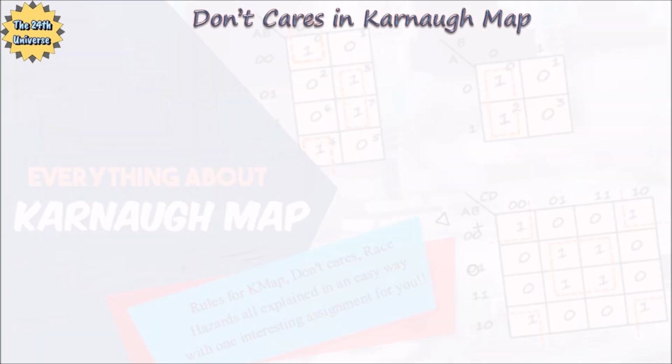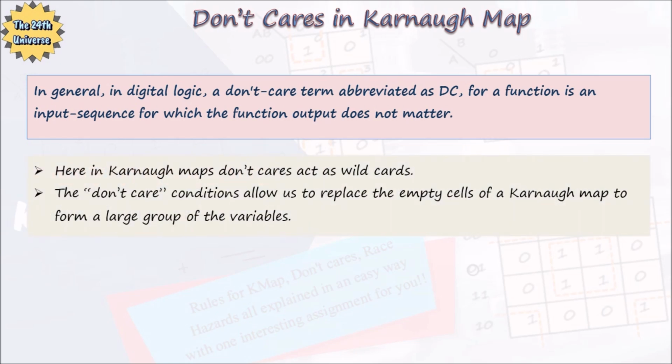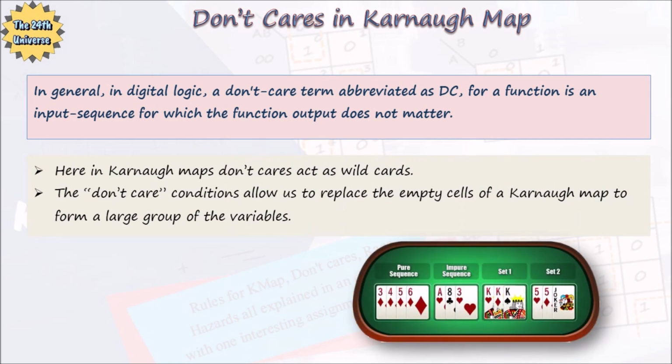What are don't care conditions in a Karnaugh map? In digital logic, a don't care term, abbreviated as DC, for a function is an input sequence, that is a series of bits, for which the function output does not matter. Here in Karnaugh maps, don't cares act as wildcards. It is similar to a joker card used in a rummy game. Just as a joker card can be used to complete sets if a player is missing a card, in the same manner, the don't care conditions allow us to replace the empty cells of a Karnaugh map to form a large group of the variables.